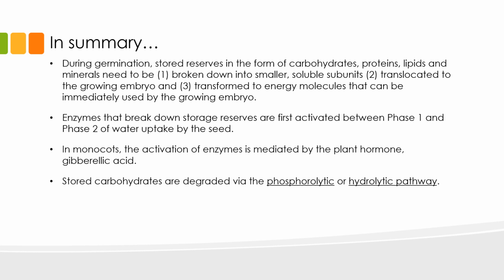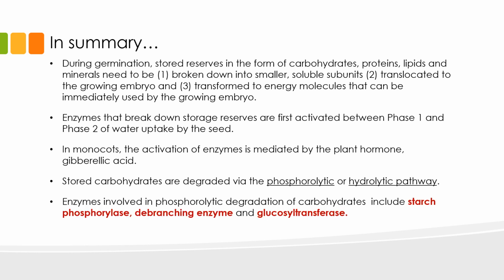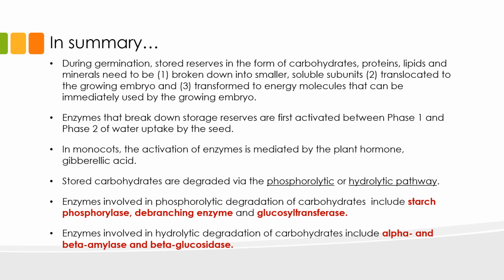Stored carbohydrates in seeds are degraded via two pathways, the phosphorylated and hydrolytic pathways. Enzymes involved in the phosphorylated degradation of carbohydrates include starch phosphorylase, the branching enzyme, and glucosyltransferase. This pathway requires the presence of inorganic phosphate to break down starch. Enzymes involved in the hydrolytic degradation of carbohydrates include alpha and beta amylase and beta glucosidase. This pathway requires the presence of water to break down starch.